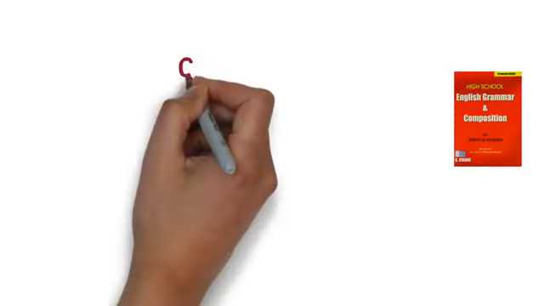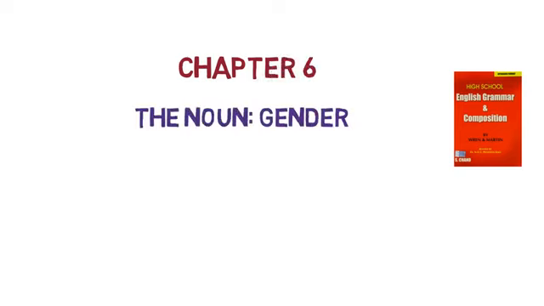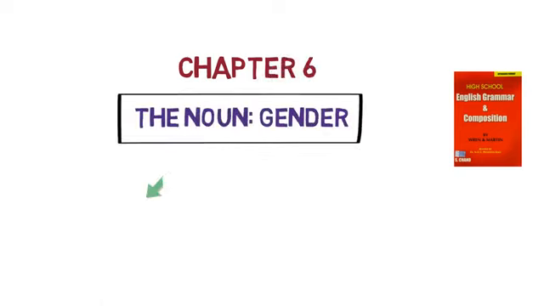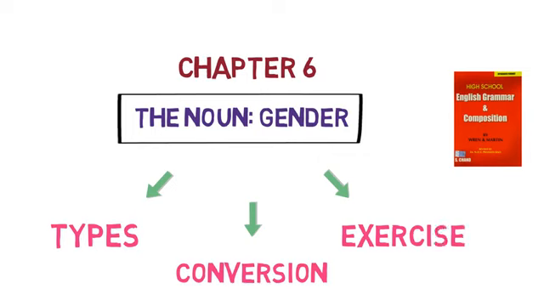Today we will learn the sixth chapter, that is the noun gender. First we will learn types of gender with the help of examples. Then we will learn the ways to convert one gender to another gender. In the end, I will give you an exercise to practice. So without further ado, let's get started.